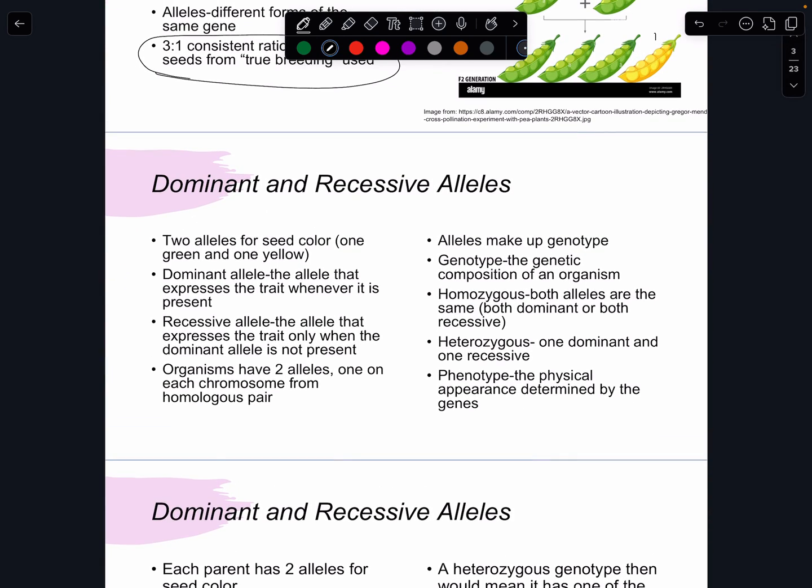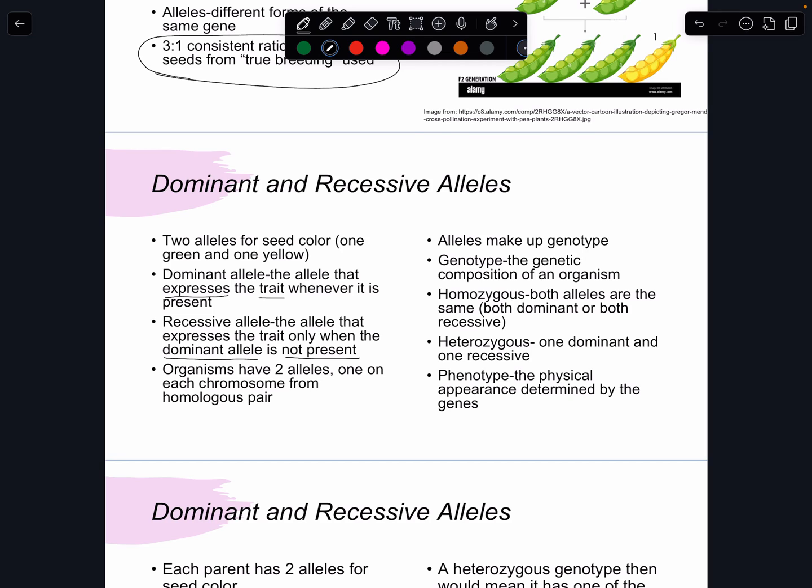Let's talk about dominant and recessive alleles. So there are 2 alleles for seed color, 1 green and 1 yellow. The dominant allele is the one that expresses the trait whenever it's present. The recessive allele is the allele that expresses the trait only when the dominant allele is not present. Organisms have 2 alleles, 1 on each chromosome from the homologous pair. The alleles make up the genotype, so more than 1. 2 alleles per genotype, typically. Sometimes it can be multiple alleles. We'll get to that later.